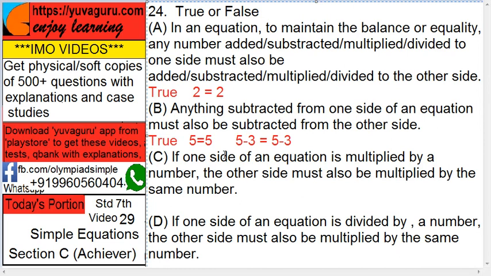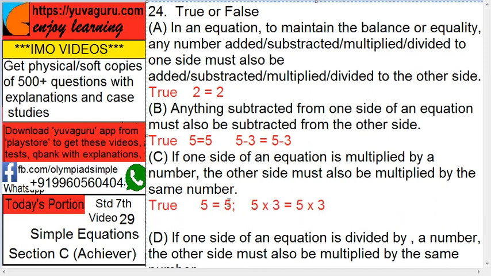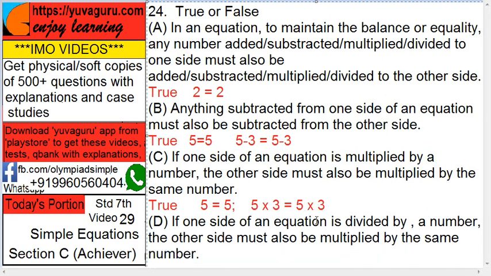If one side of an equation is multiplied by a number, the other side must also be multiplied by the same number. That is also true. Extension of A only. 5 equals 5. 5 into 3, same 5 into 3. Again 15 equal.